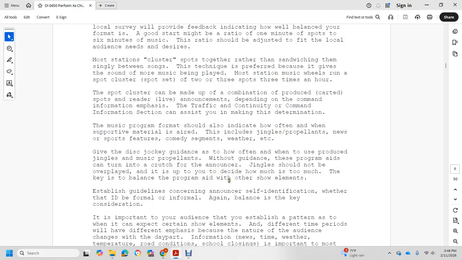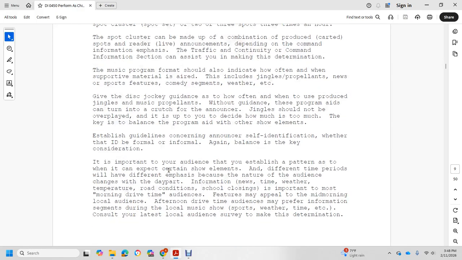Establish guidelines concerning announcer self-identification, the ID, formal and informal. Again, balance is the key consideration. It's important to your audience that you establish a pattern of when they can expect certain show elements. Different time periods will have different emphasis because of the nature of the audience. It changes with the day part.